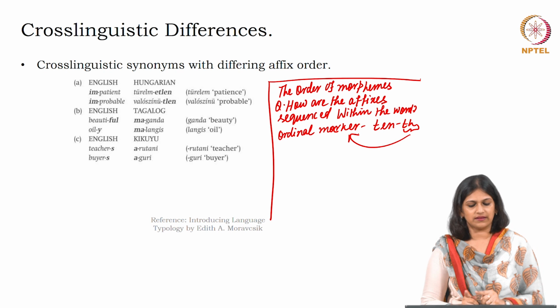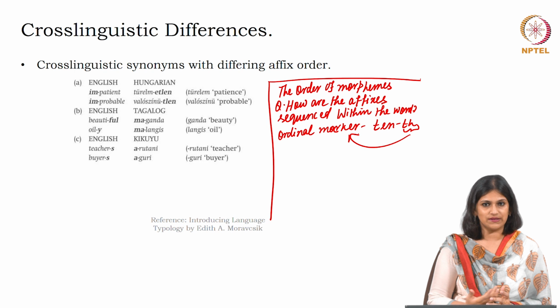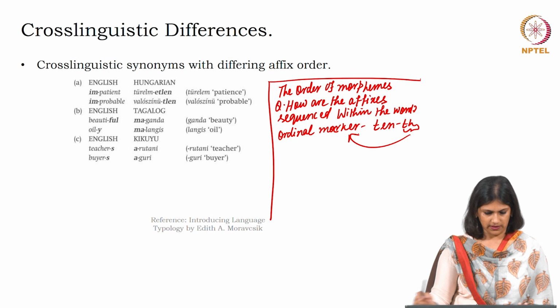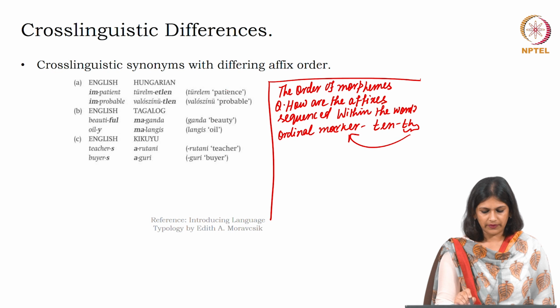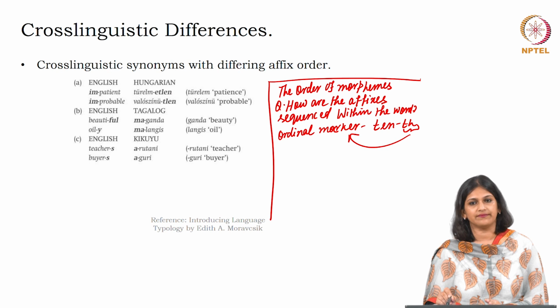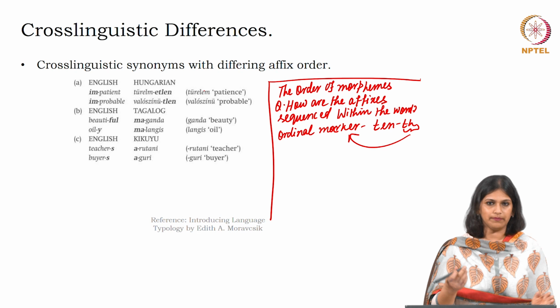How is the difference? How is this kind of affixation typologically different? Hungarian affixation for this word is different from English type affixation. No wonder it has been highlighted. So here the data is given, the word for patience and the word for probable. So when it is impatient, im is the prefix. In case of Hungarian, etlen, so that's the suffix. And the word for patience is this, türelem, if I can read it correctly, pardon me, I'm not a Hungarian speaker.